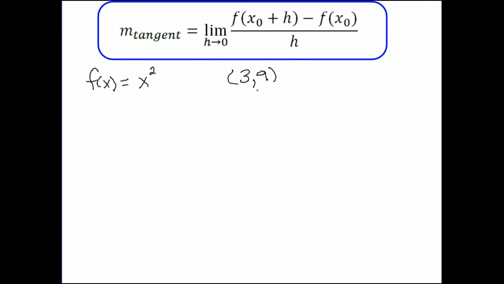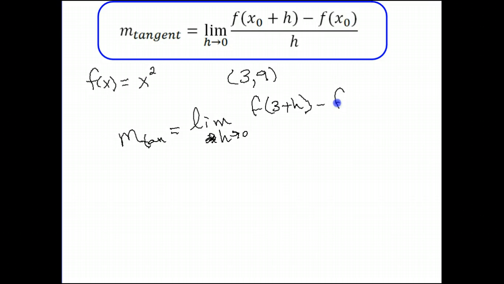And so if I want to find the slope of that line, I can plug it into this limit and say that my slope of the tangent line is equal to the limit as h approaches 0 of f of 3 plus h minus f of 3, all over h.